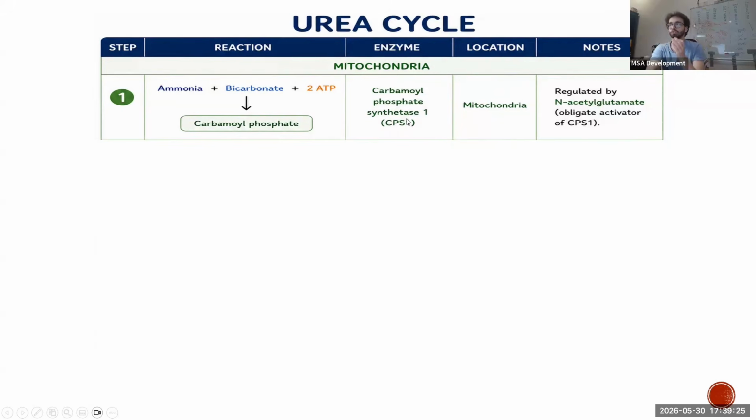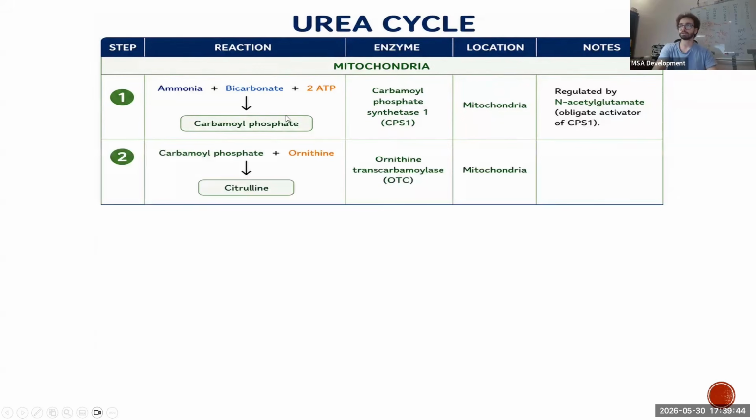Something very important I want you to know about this enzyme, that it is regulated by one thing, N-acetyl glutamate. Don't ask questions. N-acetyl glutamate regulates carbamyl phosphate synthetase. It activates it. Meaning when we have N-acetyl glutamate we will activate carbamoyl phosphate synthetase 1 to start this reaction. Nice? Then the carbamoyl phosphate will combine with something called ornithine.